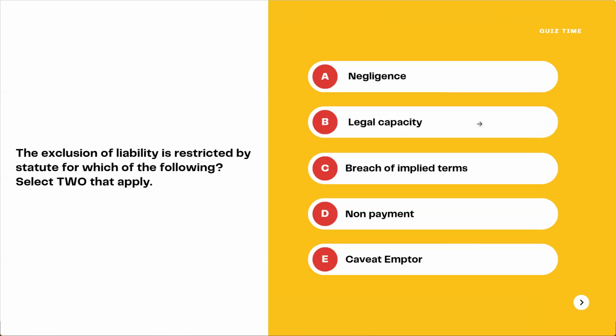Okay, so let's look at this. Exclusion of liability is restricted by statute for which of the following? Select two that apply. With this one, you can see that the question is about the implied term. It's about the statute, and I'm talking about the Unfair Contract Terms Act, right, as I analyzed earlier.